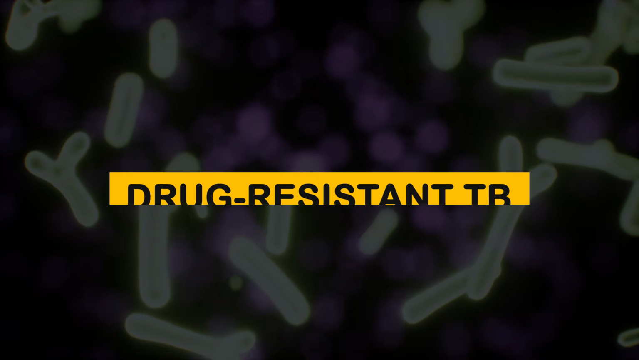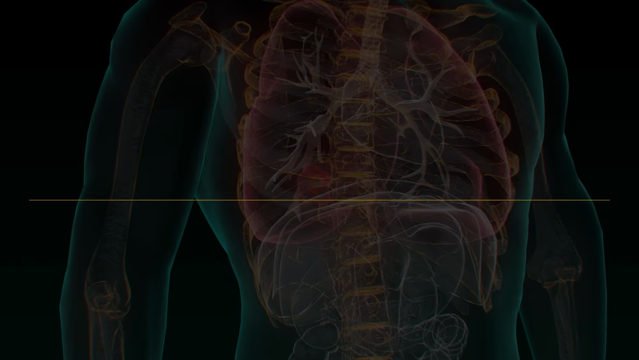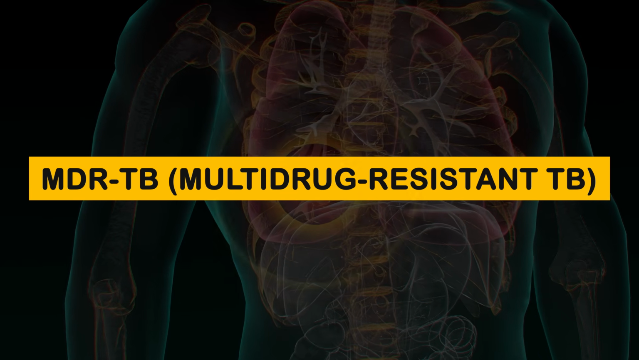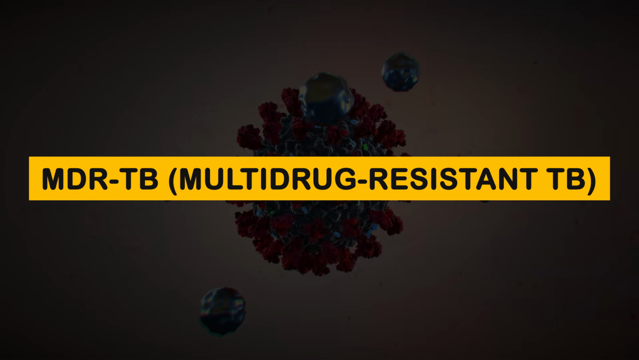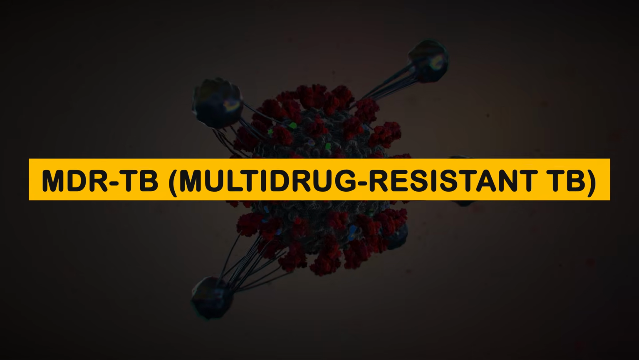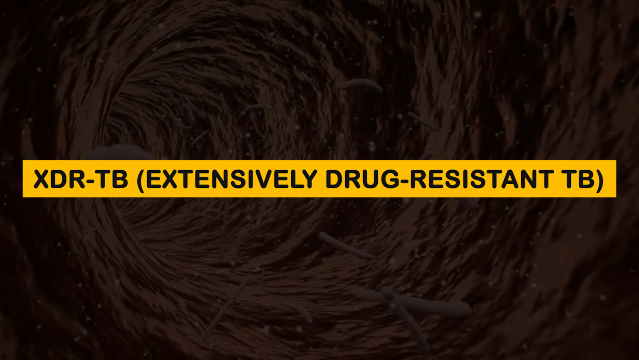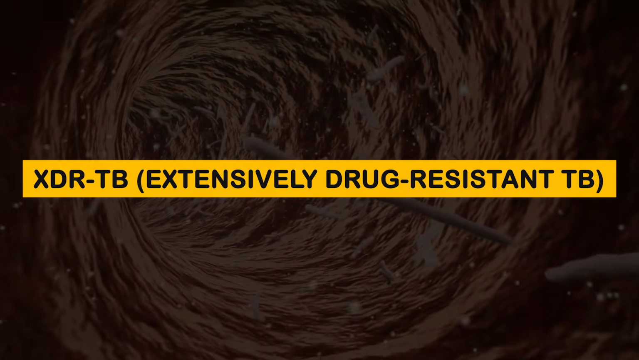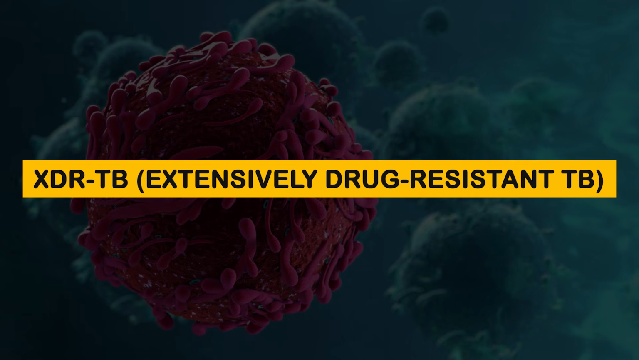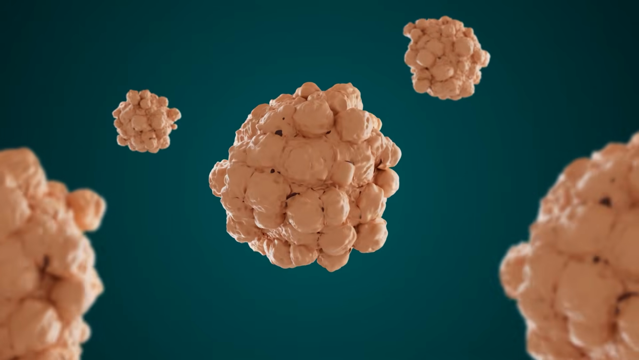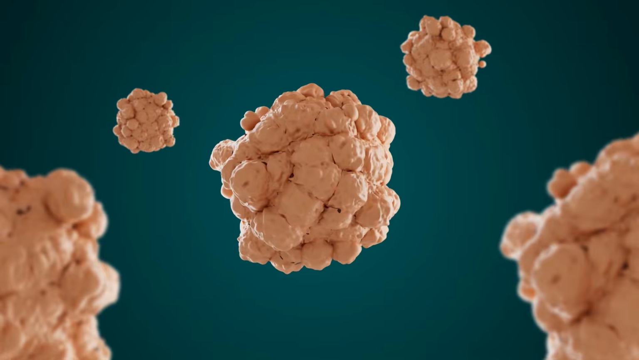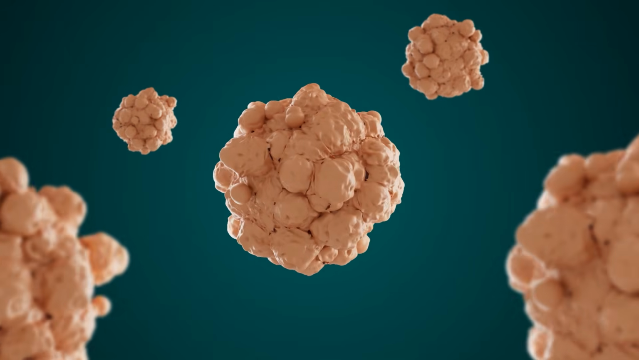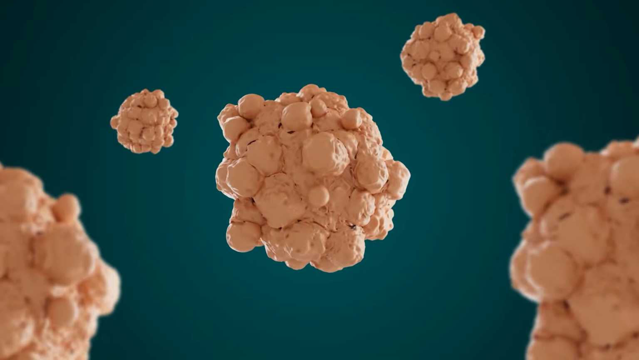Drug-resistant TB. There are 2 major types: MDR-TB, multidrug-resistant TB, resistant to isoniazid and rifampicin; XDR-TB, extensively drug-resistant TB, resistant to even more drugs. Treatment for resistant TB can last 18 to 24 months and involves stronger medications with more side effects.